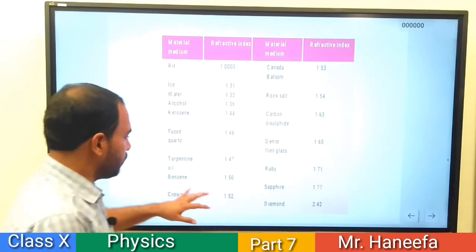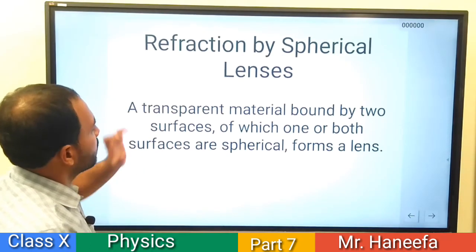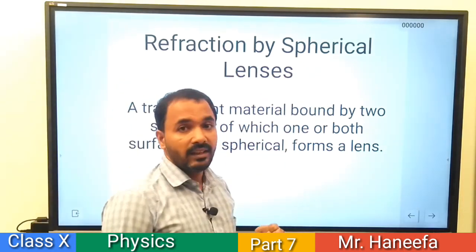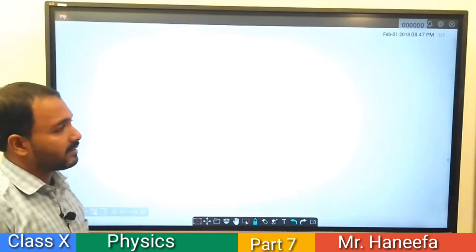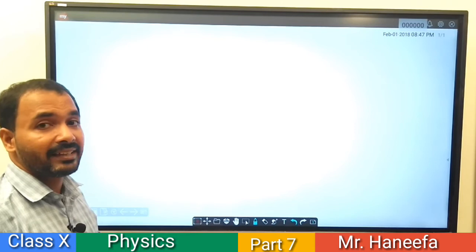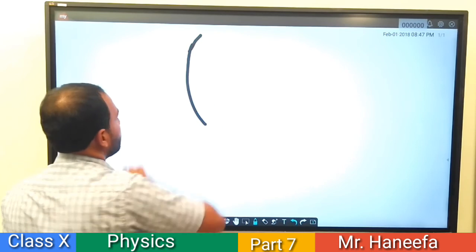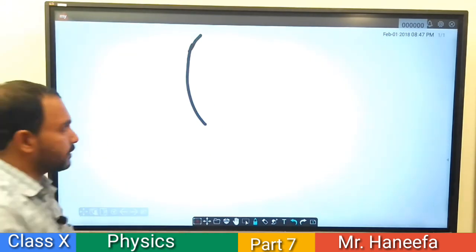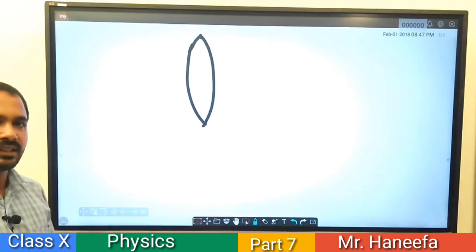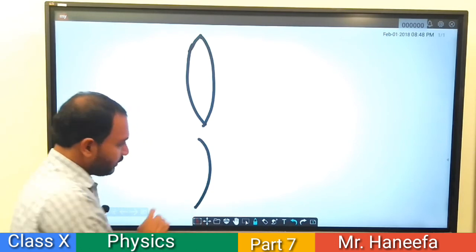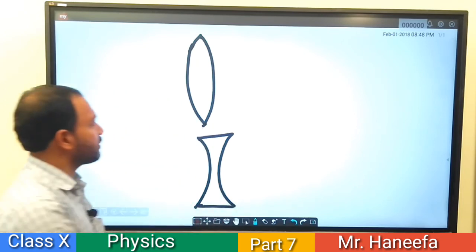Next, we have to discuss lenses, refraction by spherical lenses. This lens is a combination of two refracting surfaces. This is one refracting surface, and this is another refracting surface.